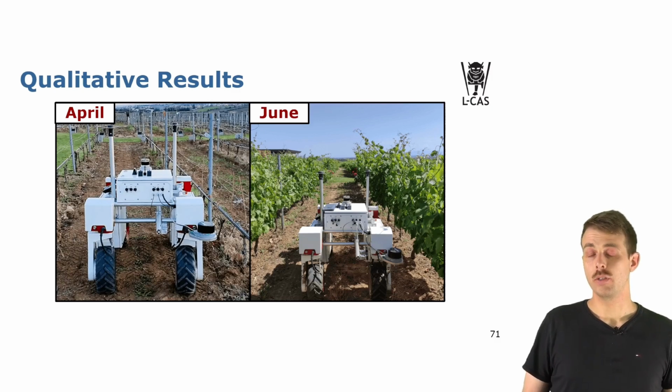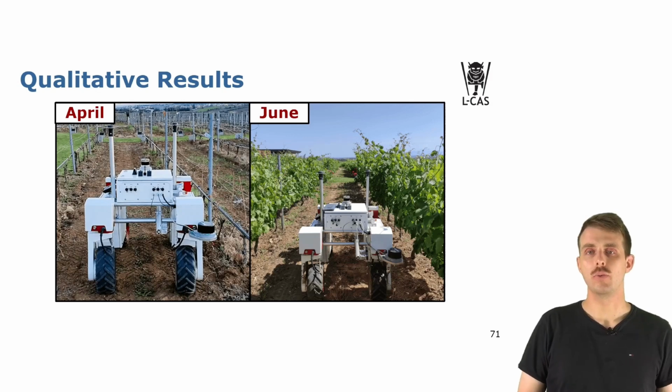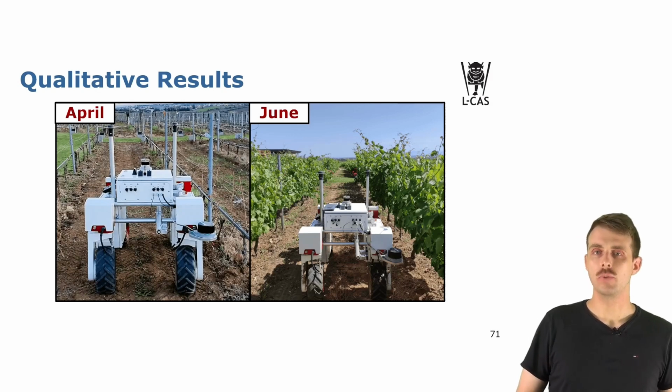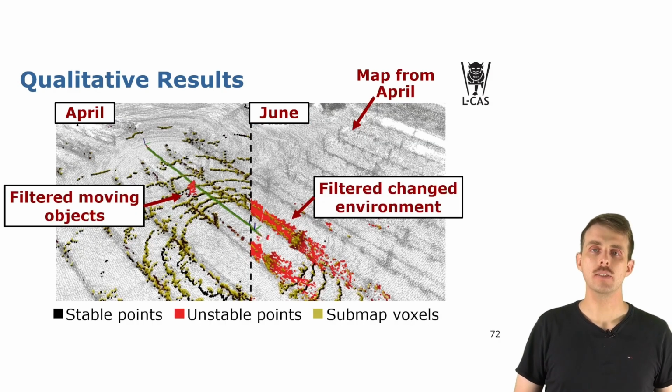Let's have a look at some qualitative results. So on the left you see again the robot operating in April, and on the right in June. So you have a different growth stage of the plants. In general here you see in gray the corresponding global map that we got in a prior month, and in black the stable points, in red the unstable points, and in yellow the submap voxels that we considered.